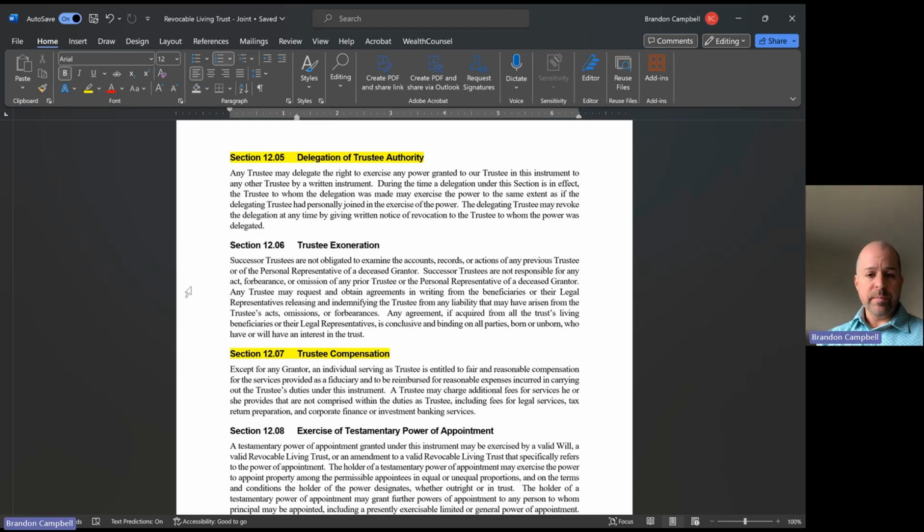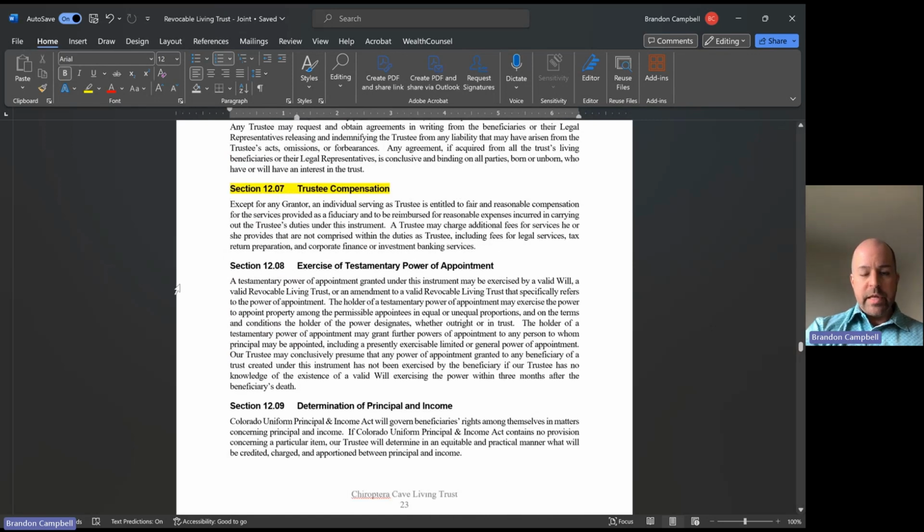Trustee exoneration. We have a line of trustees that are potentially going to serve. It's just important that if a trustee steps in, they don't become responsible or liable for any bad decisions that were maybe made by a prior trustee. It's rare that we come up against issues of bad decisions anyways, but if we do, we want to make sure that nobody else becomes responsible for somebody else's decisions.